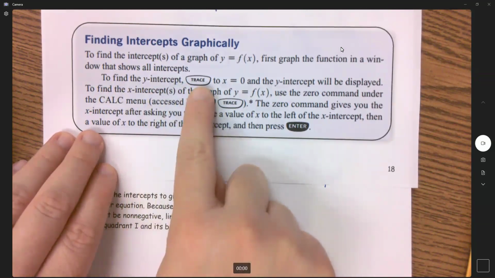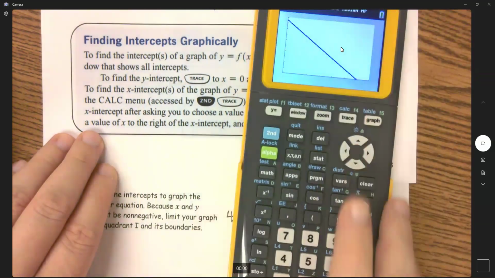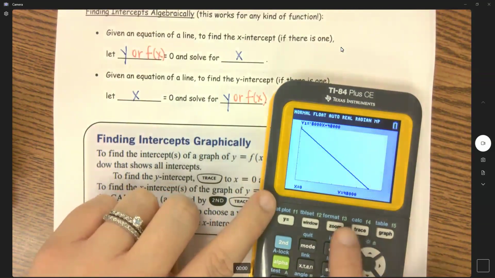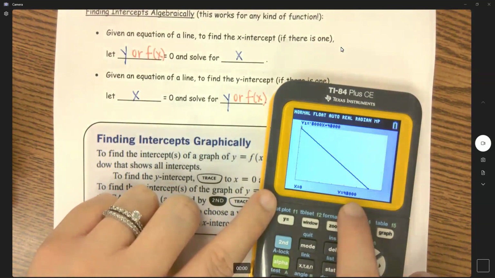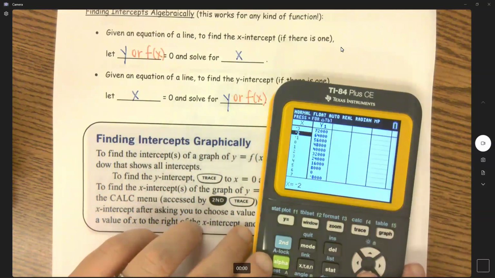Now, if I didn't know where these crossed, to find the y-intercept is insanely easy. We're going to do trace, x equals 0, and that will give you the y-intercept. So if I hit trace and then 0, hit enter, it gives me a y-intercept of $48,000. Or if you go to the table, you can see that right here. When your x is 0, what is your y?